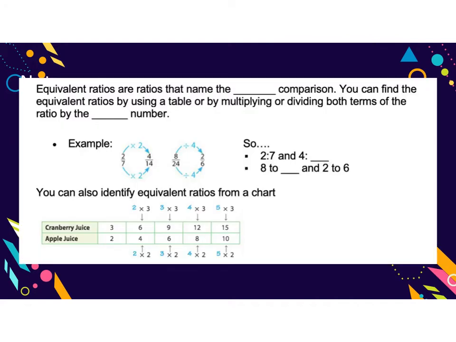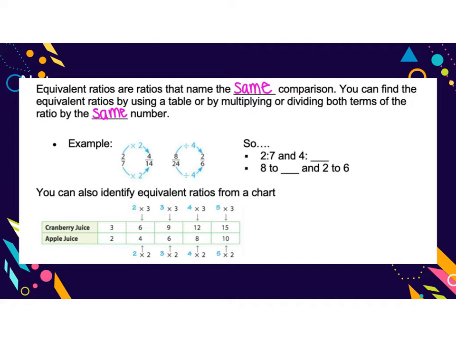Equivalent ratios are ratios that name the same comparison. You can find equivalent ratios by using a table or by multiplying or dividing both terms of the ratio by the same exact number. We see some examples down below.